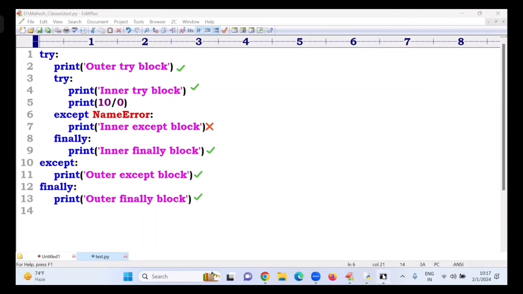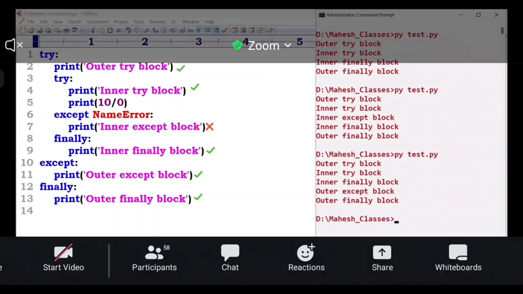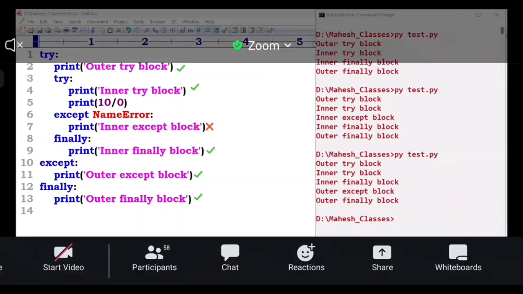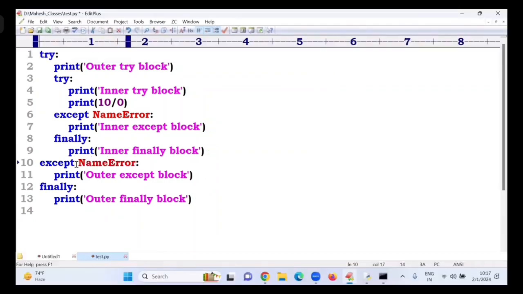This is the output. Check this. Outer try, inner finally, outer except, outer finally. When the outer except block is not executed, now here also I have given another class by mistake. Now which statements? This one, this one, this one, this one. Abnormal termination, because you have not handled the exception. Inner not handled, outer also not handled. In this case we will get abnormal termination.